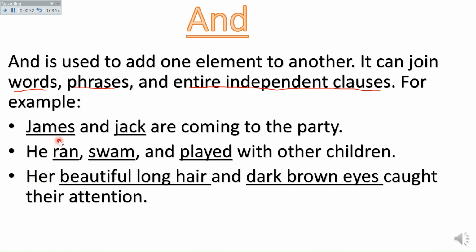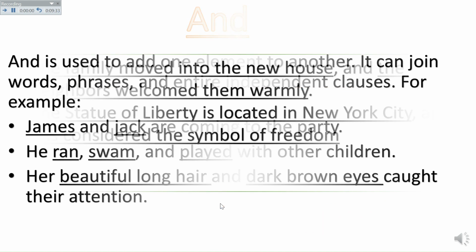James and Jack are coming to the party. "James" and "Jack" are words, and since these are two words, we will not use a comma here. He ran, swam, and played with the other children. Here the comma is used to separate the words. Her long, beautiful hair and dark brown eyes caught their attention. These are phrases: long beautiful hair, dark brown eyes. Since they don't have a verb and subject, "and" is joining them. Since they are phrases, we will not use a comma here. Let's see more examples.